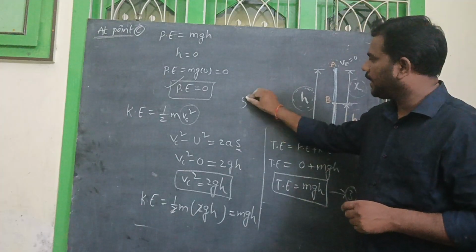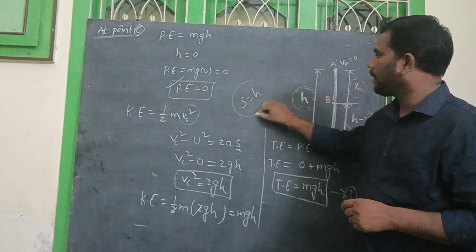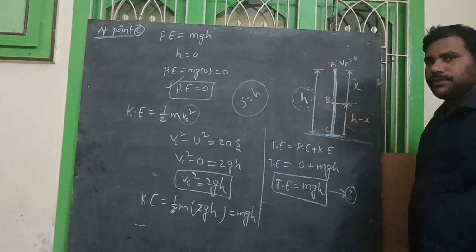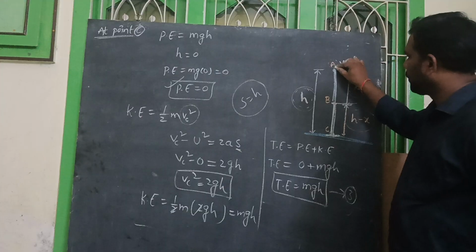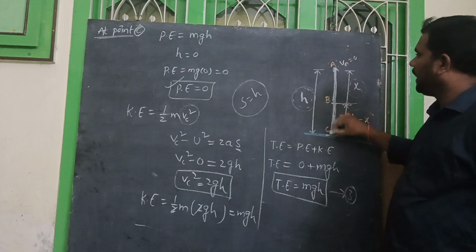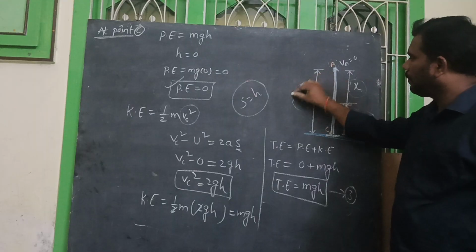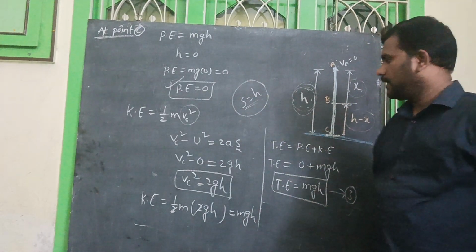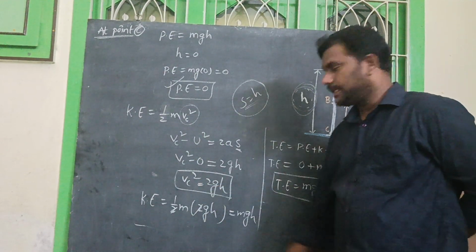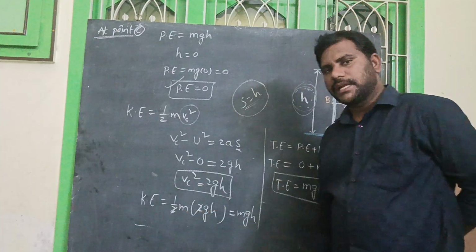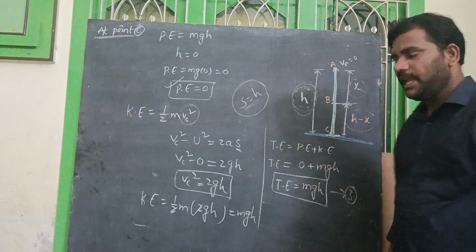Here what is important is that we have to take the s value as the h value. So the body reaches from the top, meaning from point A to C, then it travels the total height h. Then we can take s is equal to h. Then vc square is equal to 2gh. Then kinetic energy is equal to half m of 2gh. Here 2 cancels, remaining one mgh.